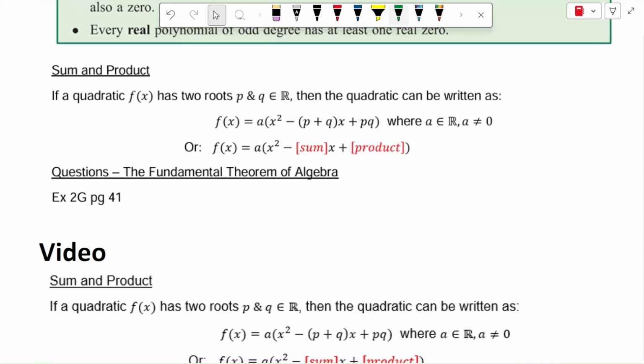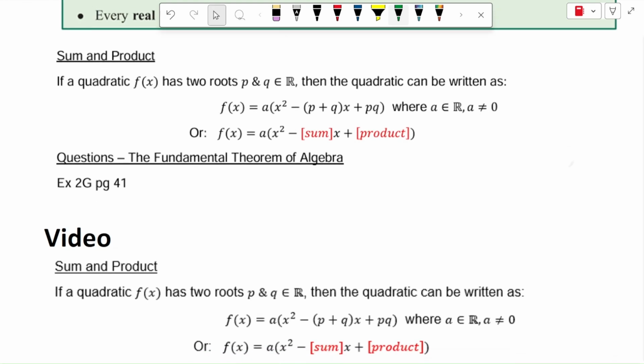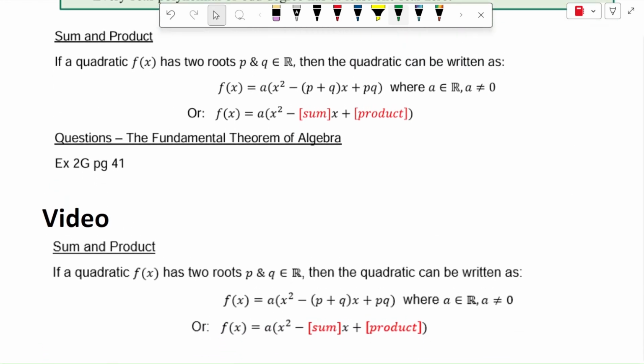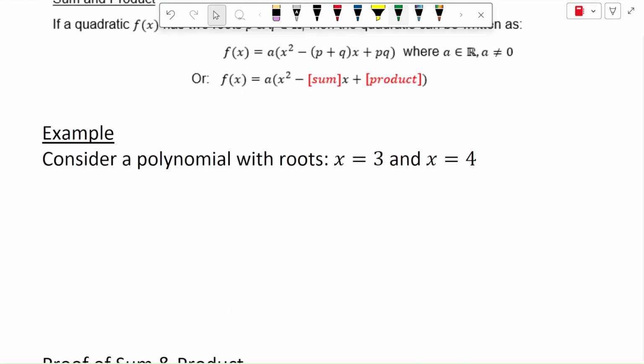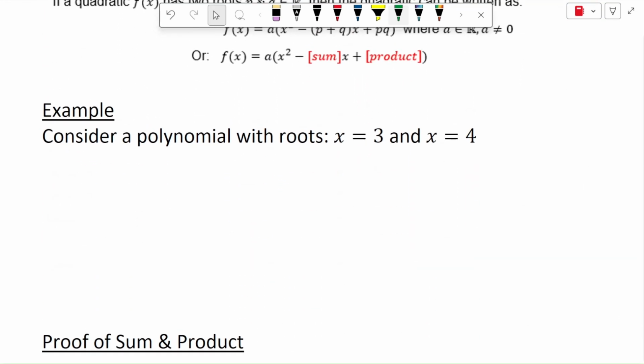If you do know what two of your zeros are, then you can pretty easily find the full polynomial just using sum and product. I'll do a little example of that here. We're trying to find a polynomial with the roots x equals 3 and x equals 4. The sum, if you add them together, you get 7. And the product, if you times them together, you'll get 12. Therefore, this polynomial, let's call it f of x, is x squared take 7x plus 12.